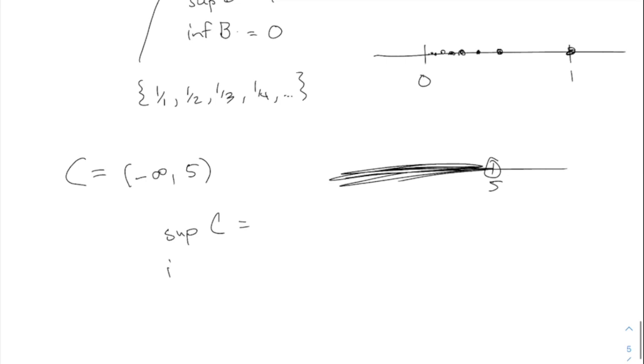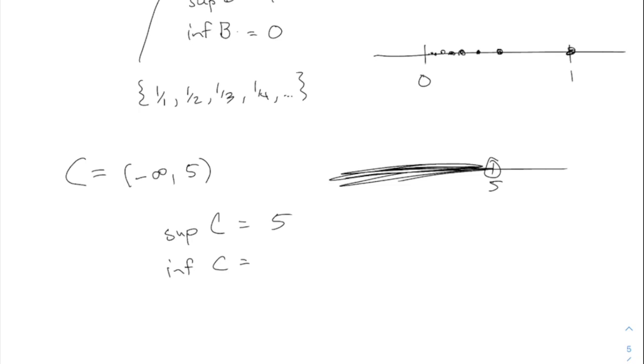What do you say? The sup of C? That's the least upper bound. Is 5, right? You can think informally, it's the closest number to the set on the right-hand side. 5. Great. What about the inf? I see people shaking their heads slowly. There is no inf in this example. Remember, the inf is the greatest lower bound, but this set actually has no lower bound because it stretches out to the left forever. So this set is not bounded below, and so there is no inf.